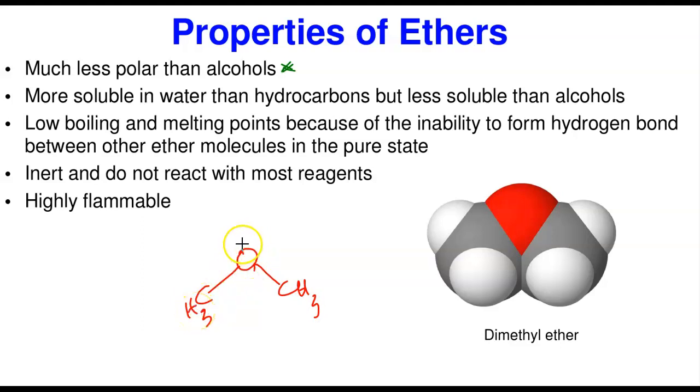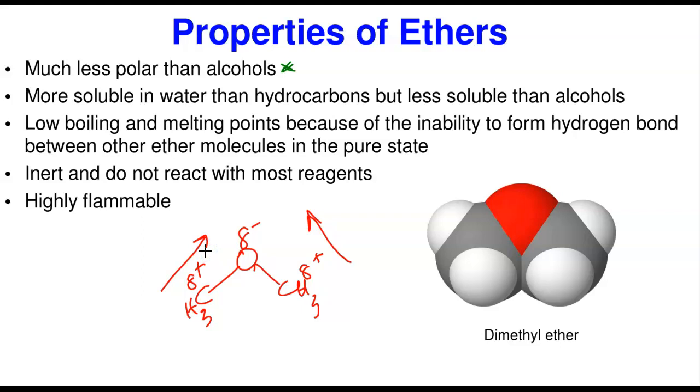Remember, oxygen is 3.5, carbon is 2.5. So when you subtract, it's about 1. So it's polar. That makes oxygen partial negative, and this carbon partial positive, and this one also partial positive. So there's a polar bond here, and there's a polar bond here. So it's a little bit polar.